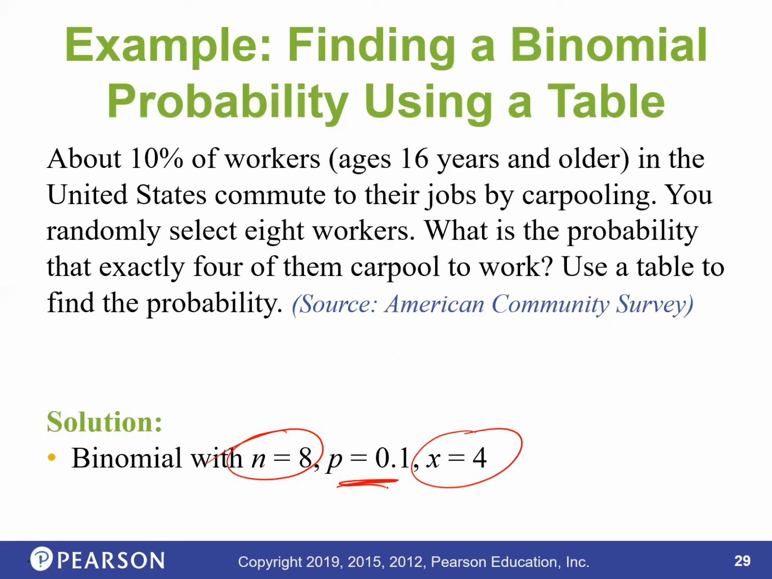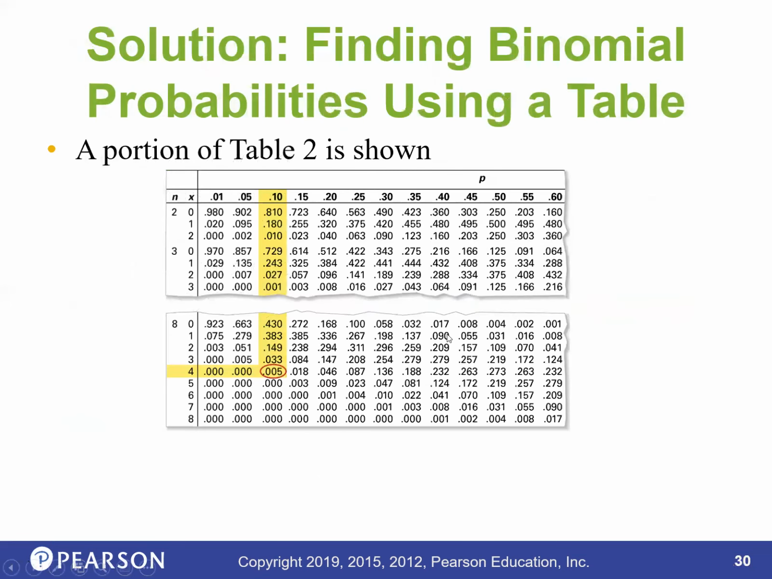Okay, Jacqueline, found it already? That's cool. Giselle, we good? Kimberly already found it. Sounds good. You're looking for 8 for the N value, 4 for the X value, and then the column is going to be your 10% column, and you should get exactly 0.005. Are we good? So this is by the text in your textbook.